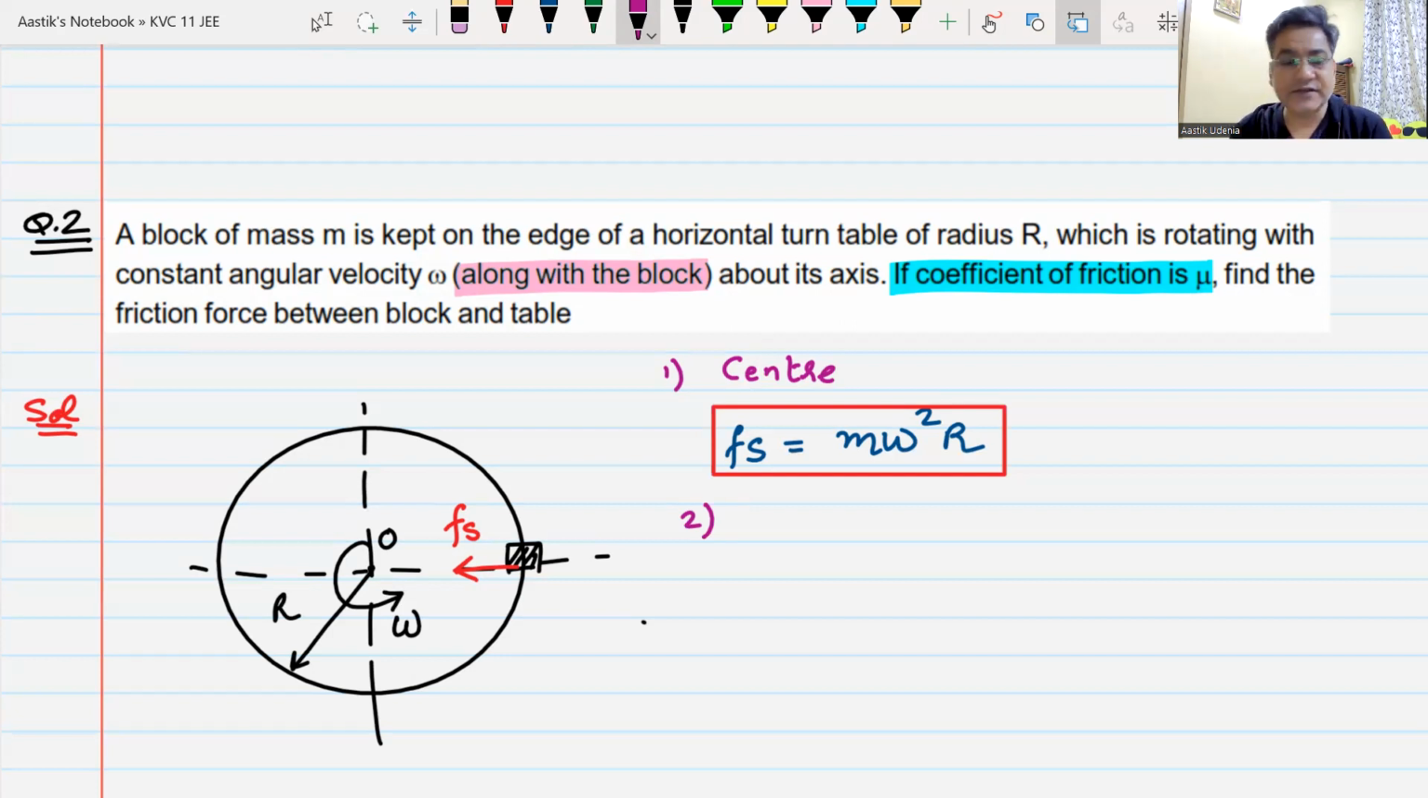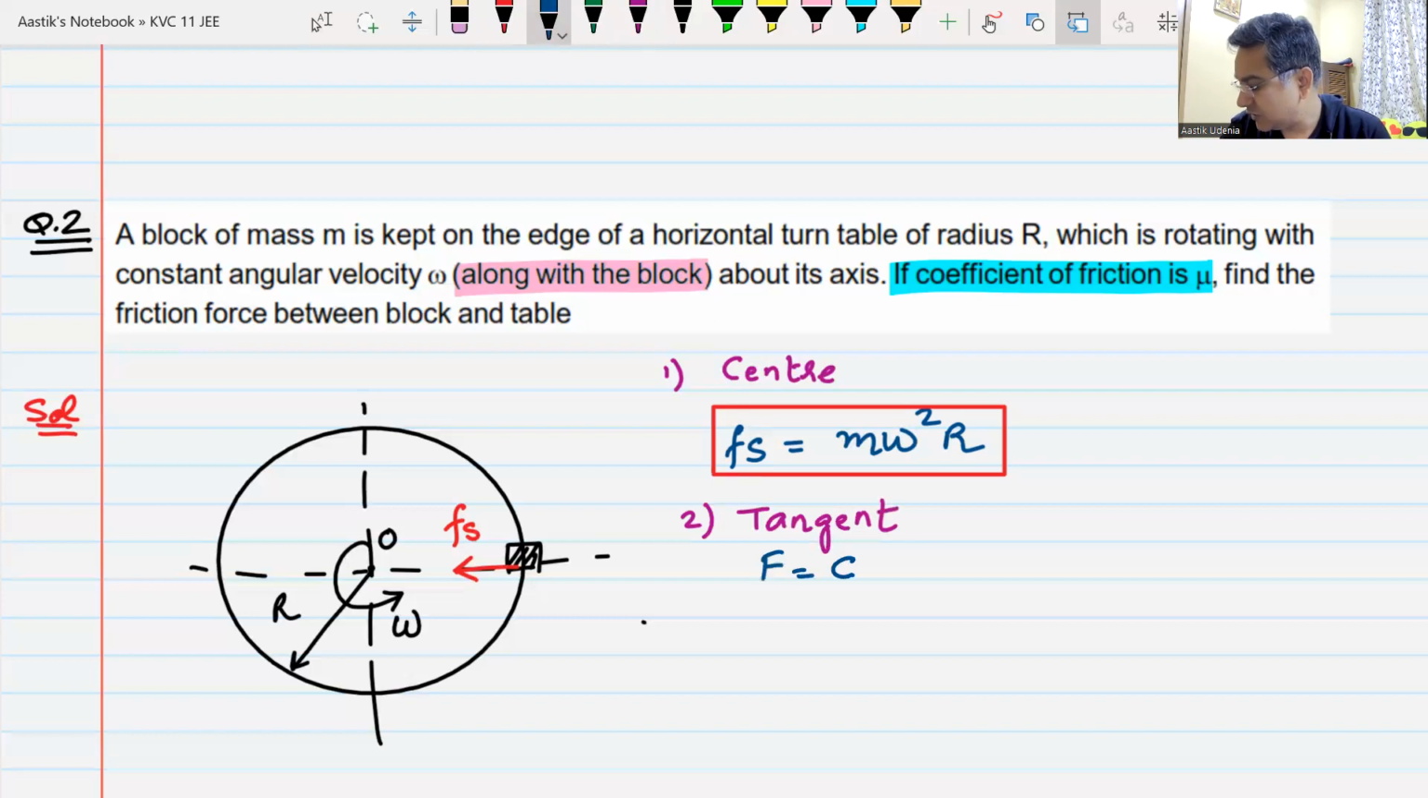Can anyone tell me in which direction do I write the second equation? Towards the tangent. Do you see any force in the tangential direction? There is no force. So there is no equation along the tangential direction.